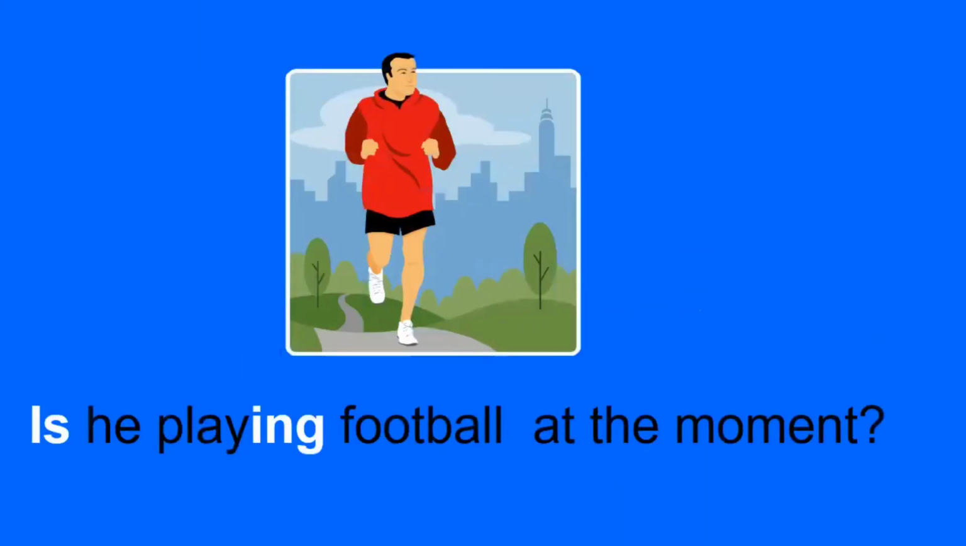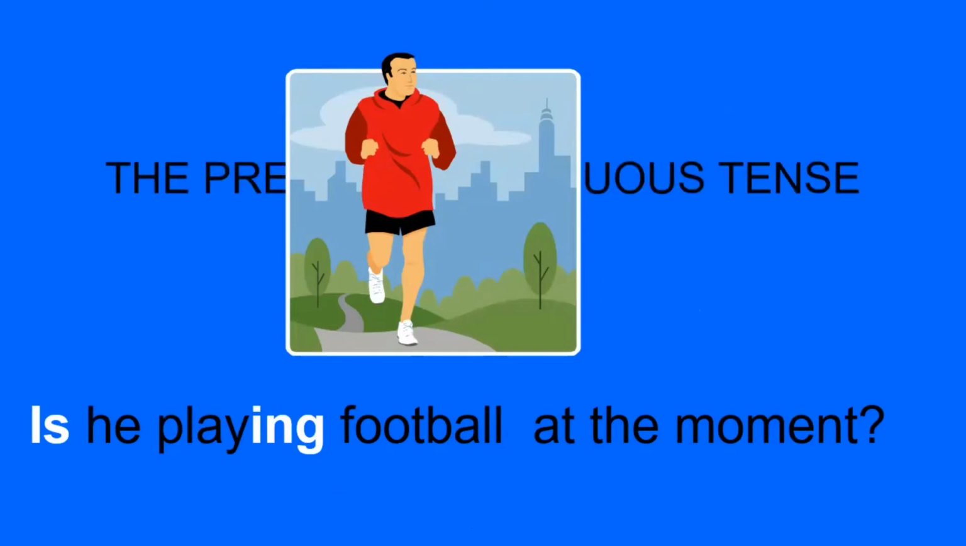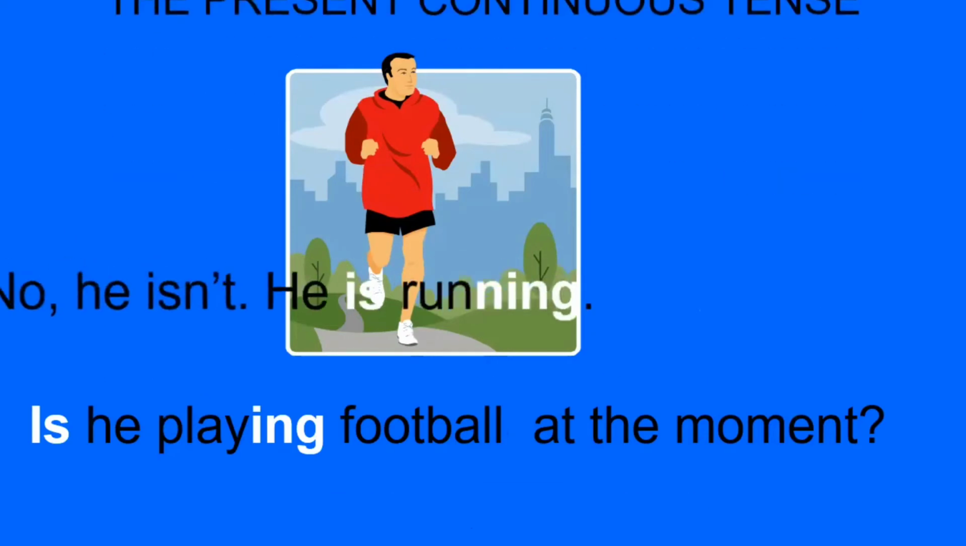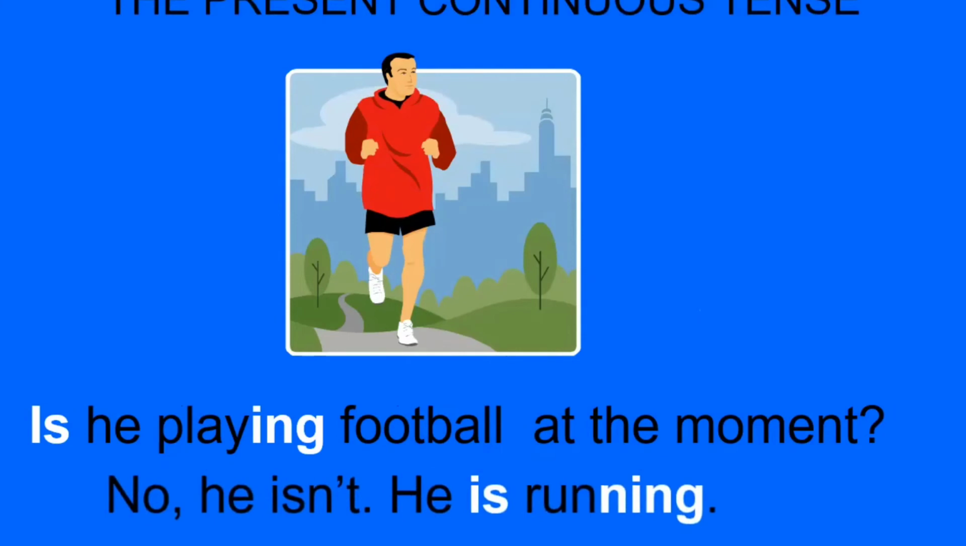Is he playing football at the moment? So how do we know this is a present continuous tense? That is also a question because we have a question mark at the end. So that is why it is a question. And we have ing with the main verb. So this is present continuous tense. Now, if we answer this, no, he is not. He is running. That is also a present continuous tense.